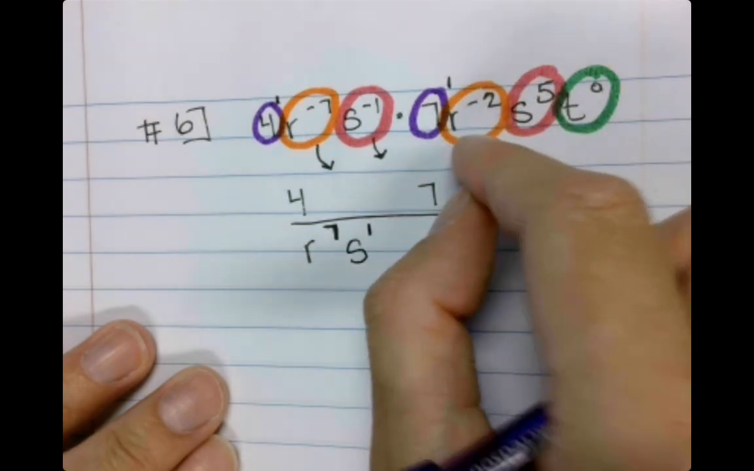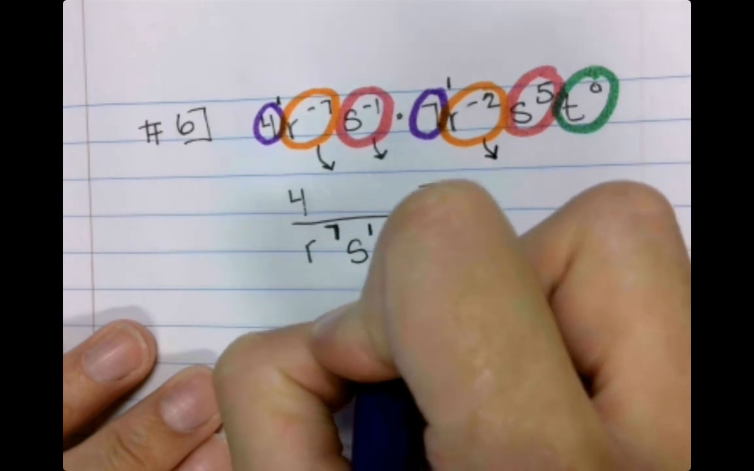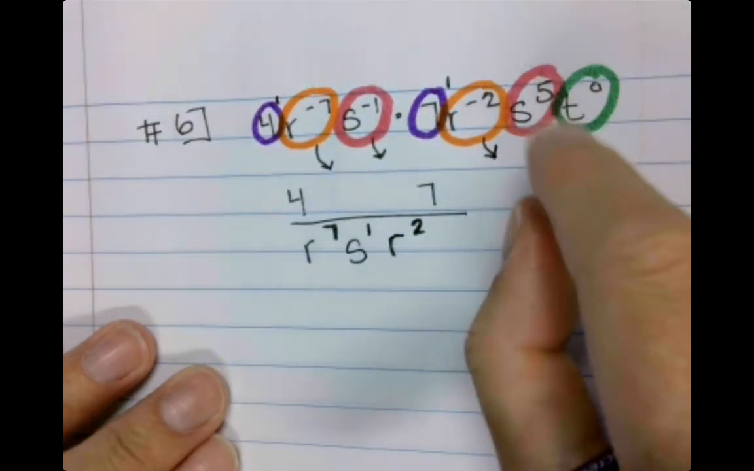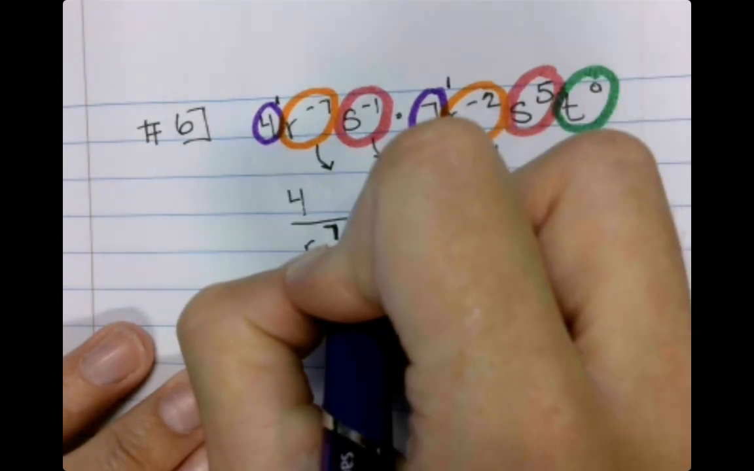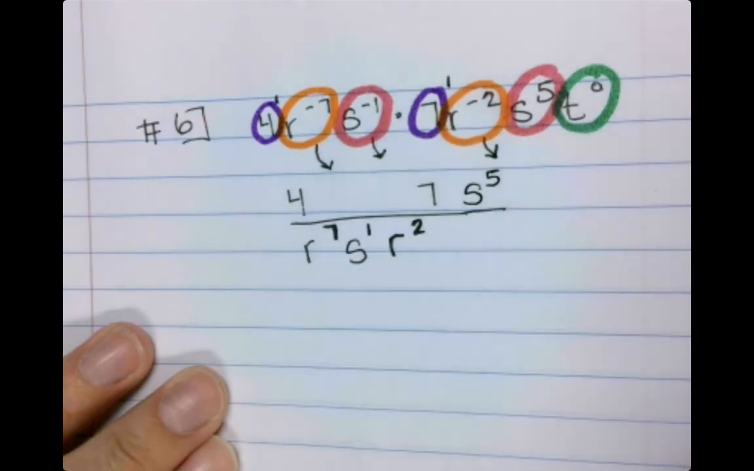That r to the negative 2nd power, same thing. It's got that negative on it. Got to move that to the bottom. s to the 5th, well, that can stay on top. I'll put that over here. s to the 5th can stay on top.